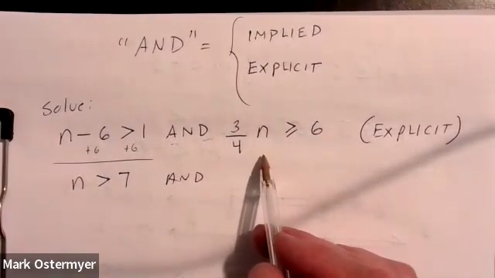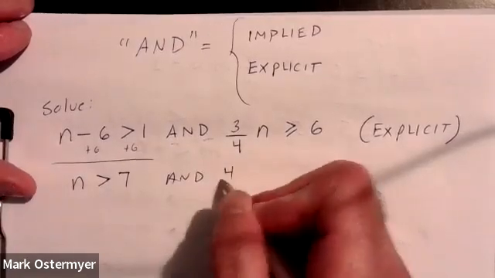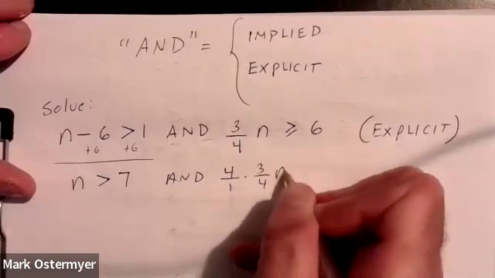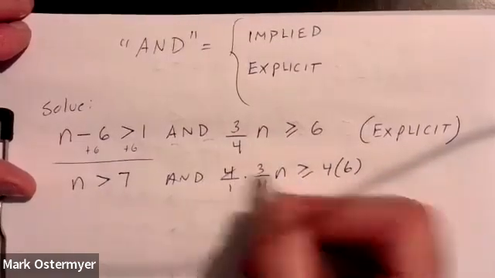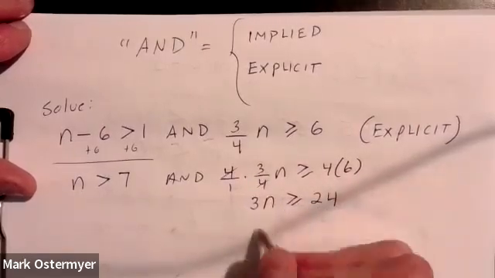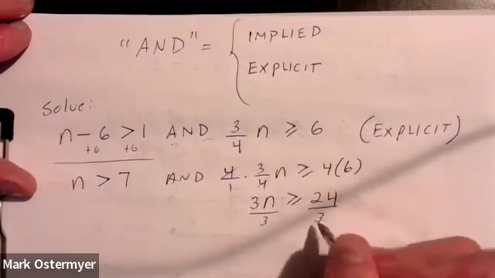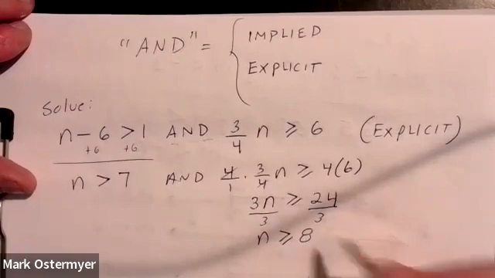To do so, I'm going to multiply both sides by 4 to first of all knock out this fraction. Since I'm multiplying both sides by a positive 4, we do not flip the inequality around. The 4's divide out on the left side, leaving you with 3n greater than or equal to 24 on the right. Divide both sides by a positive 3. Do not flip the inequality, dividing by a positive, and there you go.